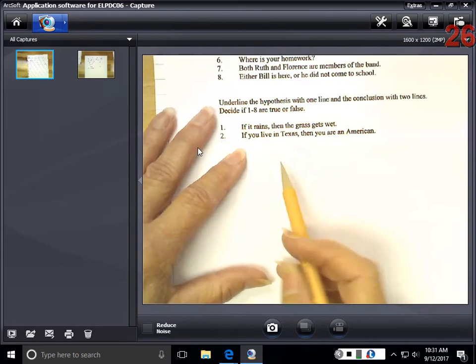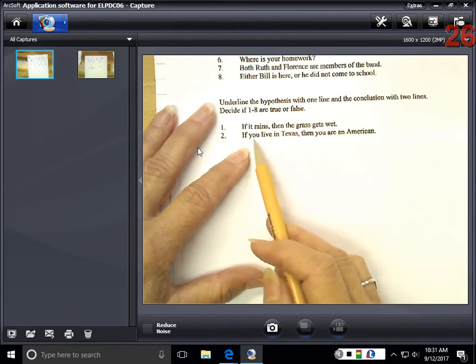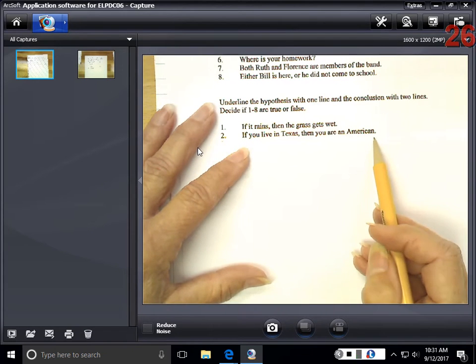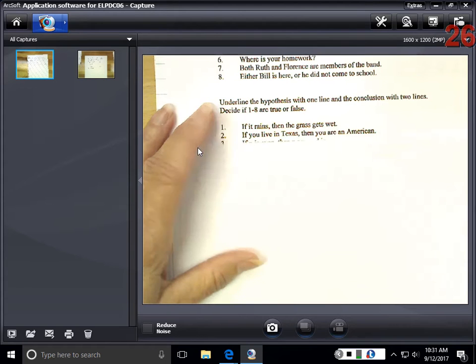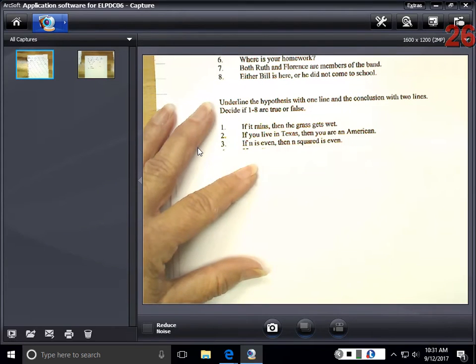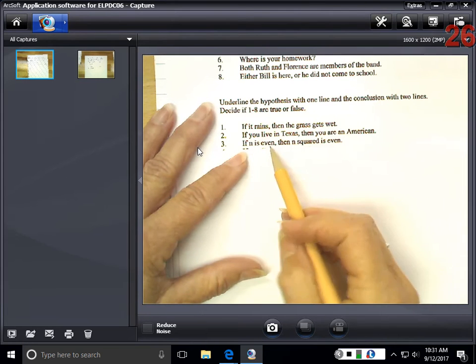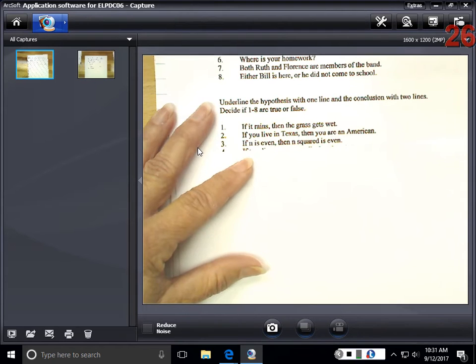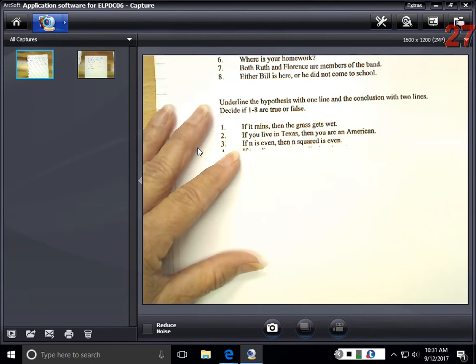If you live in Texas, then you are an American. Hypothesis, you live in Texas. Conclusion, you are an American. True or false? False. Okay. Hypothesis, n is even. Conclusion, n squared is even. Two lines under n squared is even. Okay, this one, 2 squared is 4, 4 squared 16, 8 squared 64. It looks like it's true. So we'll put, probably true.